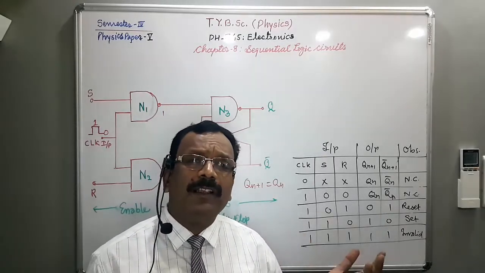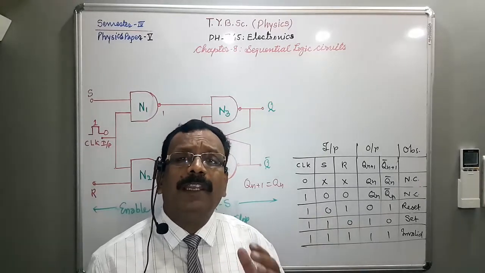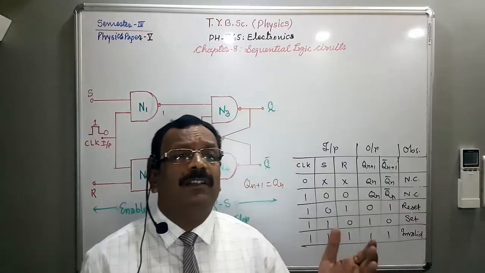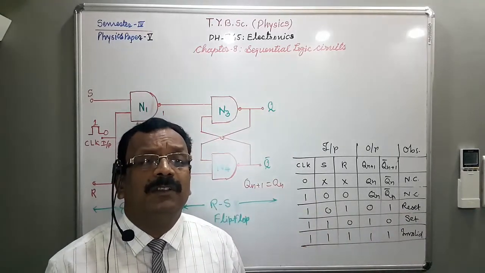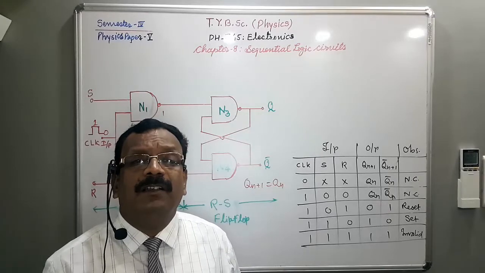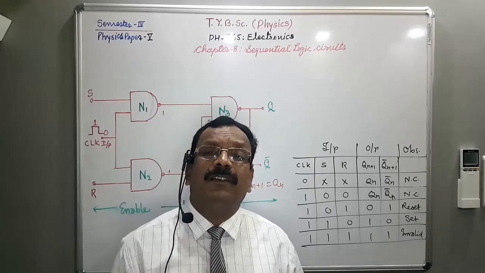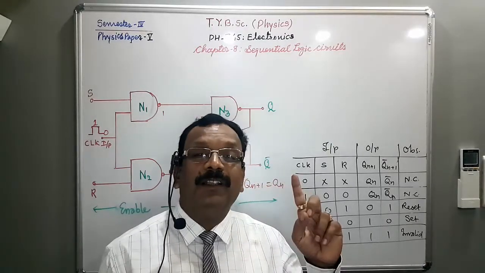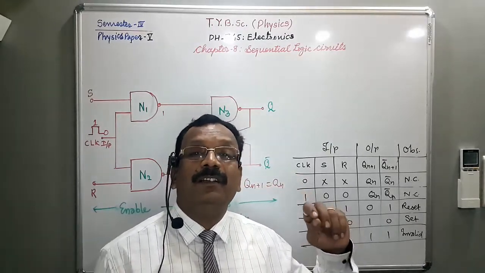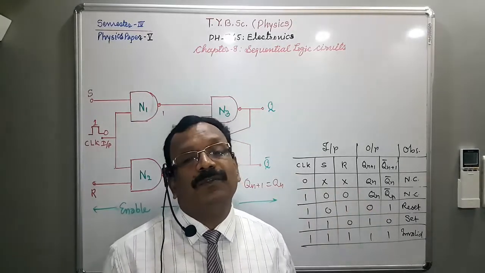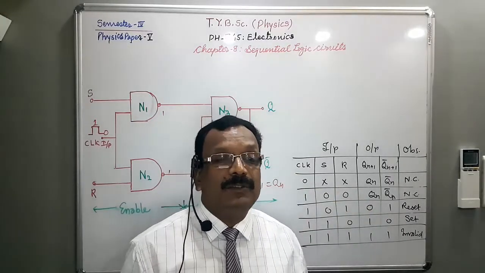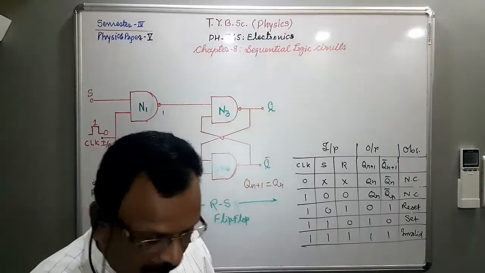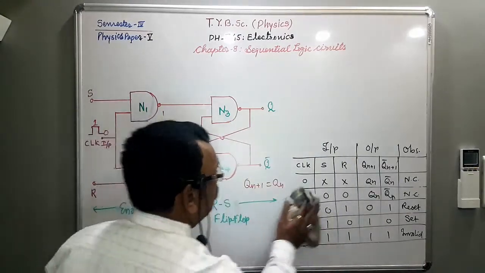And negative clocking can be obtained by introducing an inverter, that is a NOT gate, between the clock and the input to the NAND gates. Now the NAND gates will be enabled only when the clock goes low, when we introduce the inverter between the clock pulse and the inputs of the NAND gates. Okay. So I am going to show you some important symbols, and these symbols are like this.